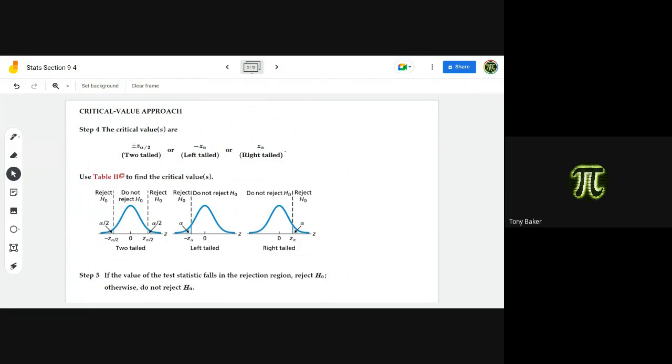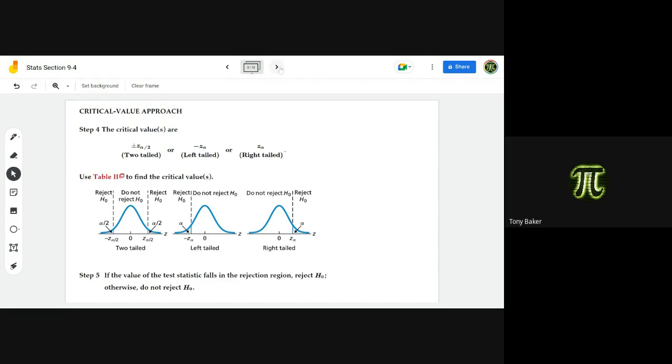If the test statistic falls within that rejection region, you can see the breakdown there. It's one of those regions. We reject it. Otherwise, we do not. So the critical value is looking at the Z-score, basically, and figuring out where that falls.